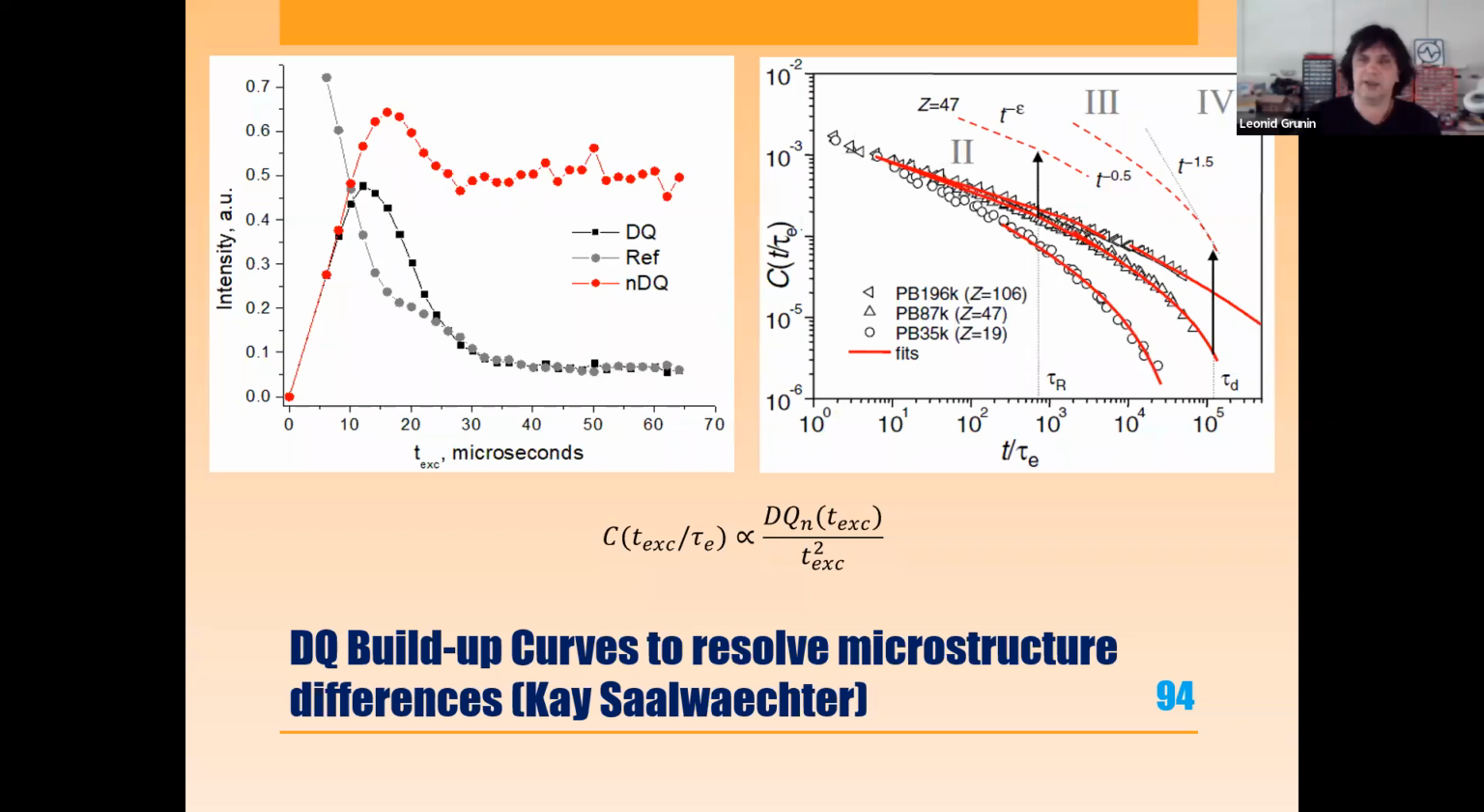Another thing that can be applied is to try to clarify what the correlation function of molecular motions can look like. This technique, I would say again, was really well developed by Kaja Salvatore for amorphous polymers with entangled chains, which can be somehow described by the Rose model of molecular motions. The approach is very simple. They take the normalized double quantum curve and divide it by the squared excitation time. And then you will get something like this.